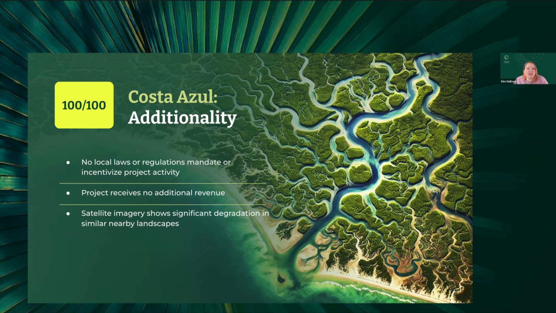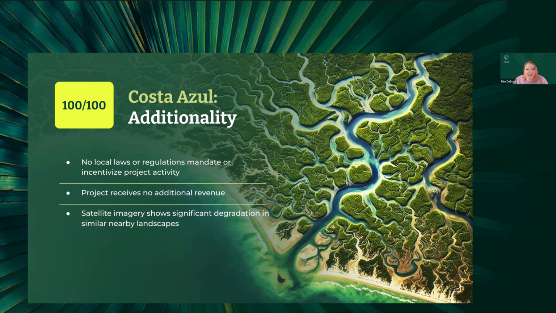Yes, so this project receives a 100 out of 100 points for additionality. And that's because, first, there were no local laws, regulations, or policies in place that were either incentivizing or requiring the restoration effort. Second, as mentioned in the introduction, the area has experienced pretty significant land conversion and coastal mangrove habitat destruction because of the aquaculture shrimp farming industry. And then third, the project has no funding or other revenue streams other than from the sale of carbon credits.